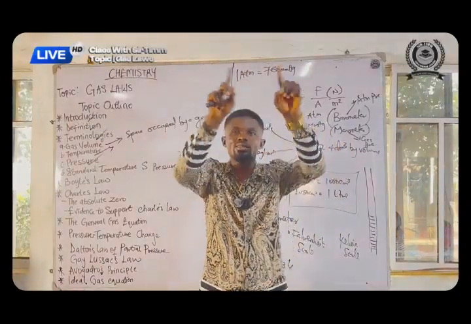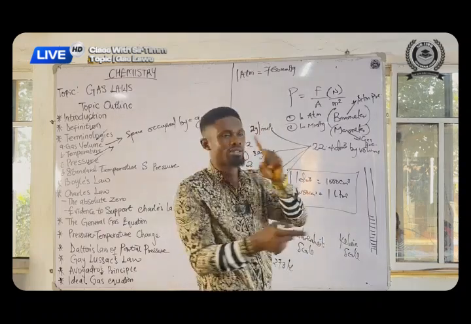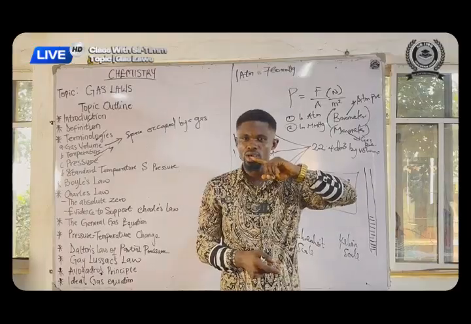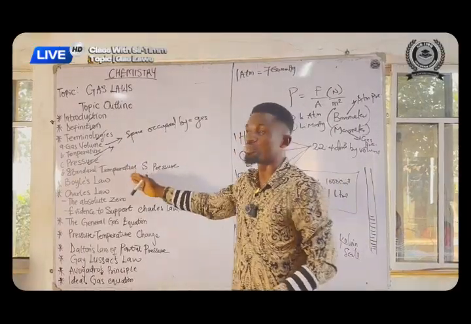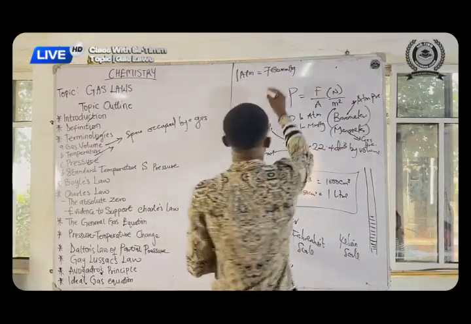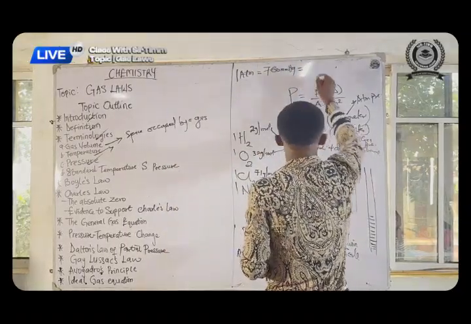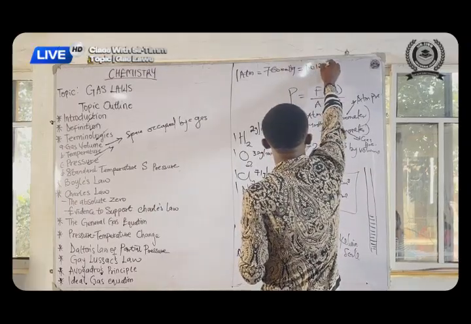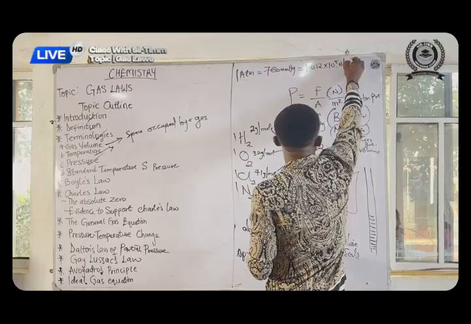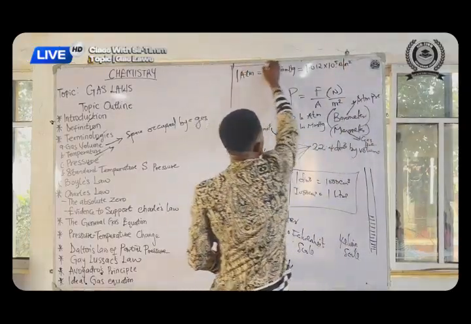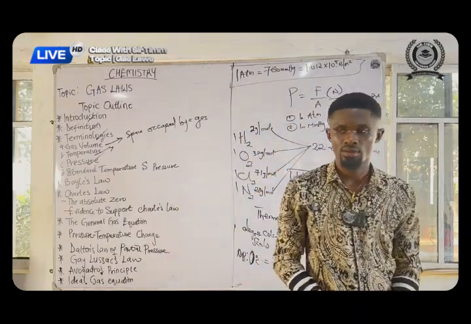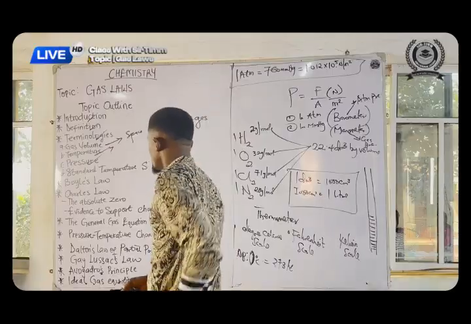But the standard atmospheric pressure is 1 ATM, which is 1 atmospheric pressure, and it measures 760 millimeter of mercury. And I'll tell you why when you get to standard temperature and pressure. So 1 ATM is also equal to 1.012 times 10 to the power 5 Newton per meter squared. I'm just using this one for this class. Any question?